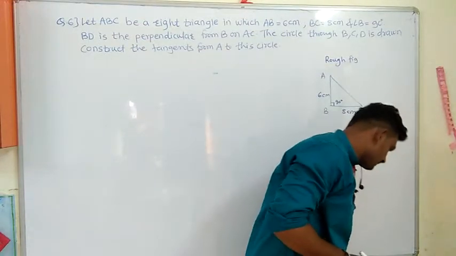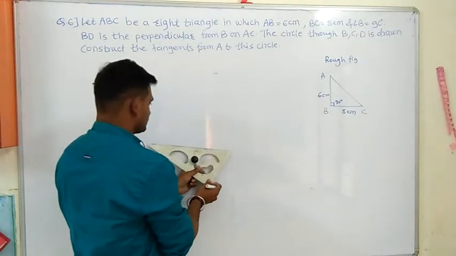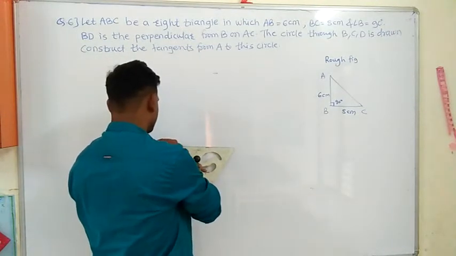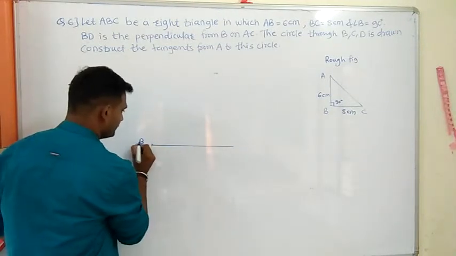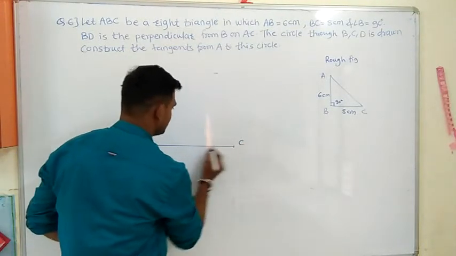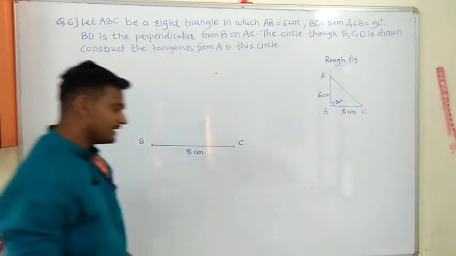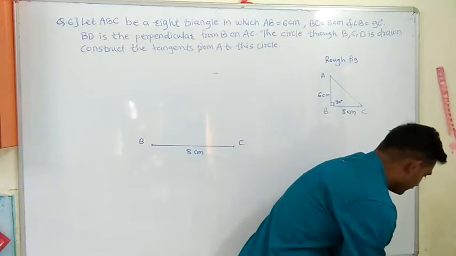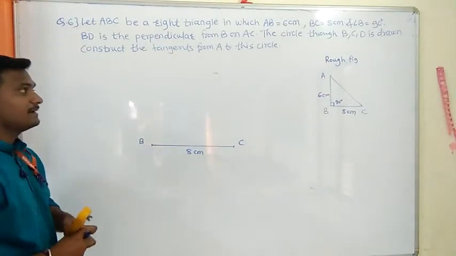See here. To draw this triangle, first I have to draw BC. Suppose this is BC, of 8 centimeter. I have drawn BC of 8 centimeter. And after this, what do we have to draw? We have to draw angle B equal to 90 degrees.